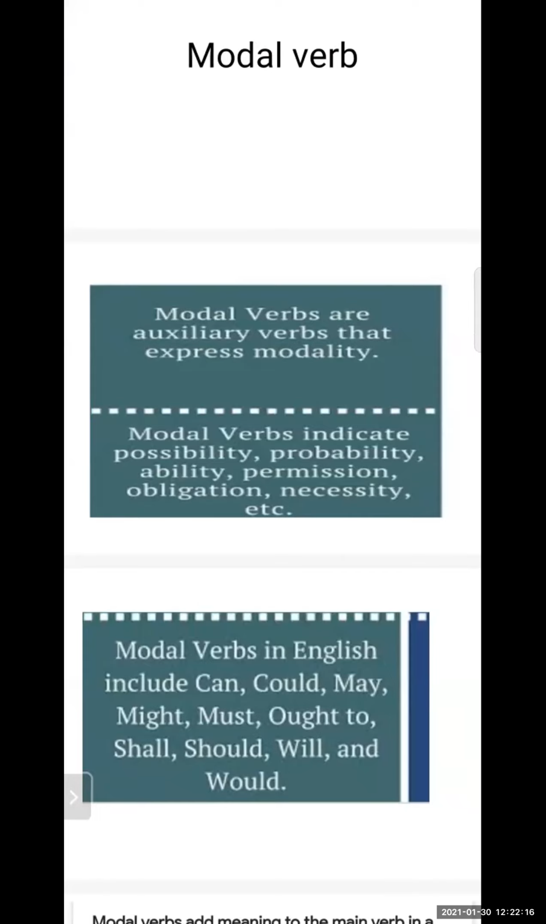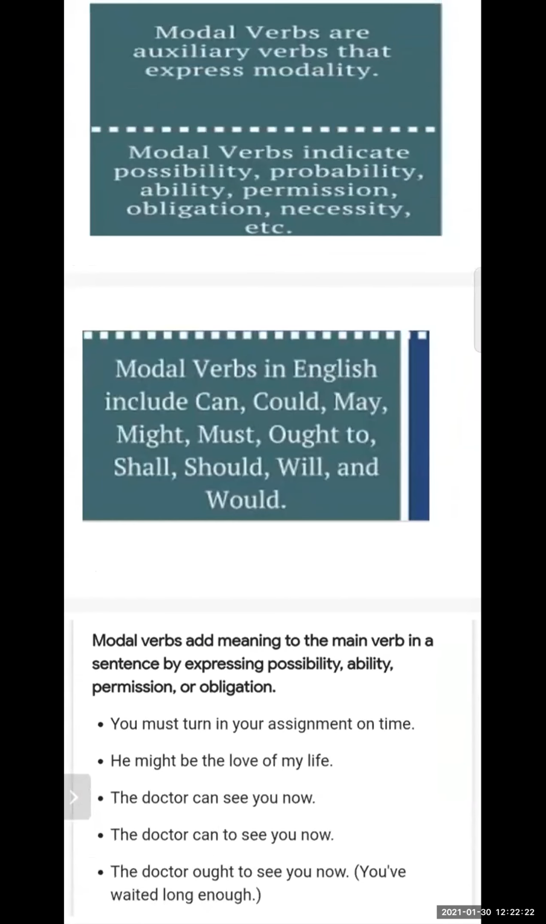All right. Now, your concept should be more clear if I show you the examples. See here. Modal verbs add meaning to the main verbs. In the previous lecture, I explained to you, students, that a main verb needs a helping verb. If you add a helping verb with the main verb, then only can you do the sentence formation properly.